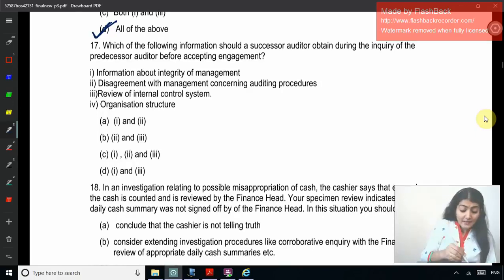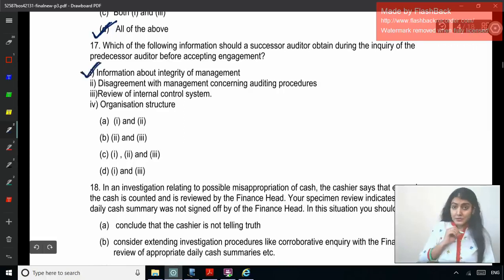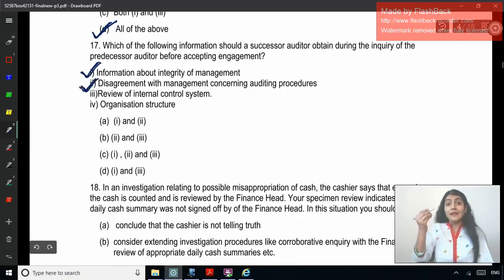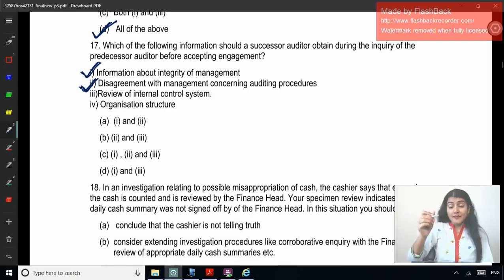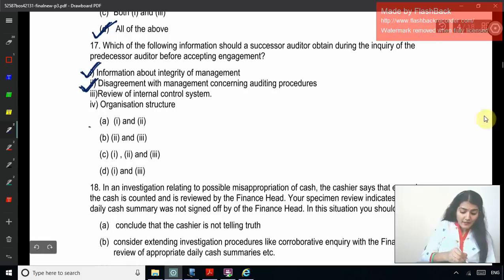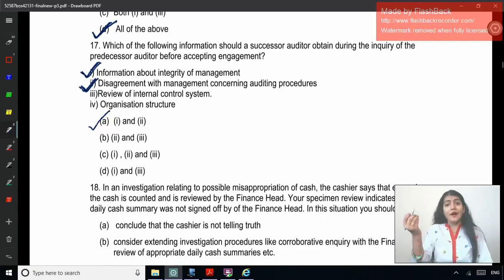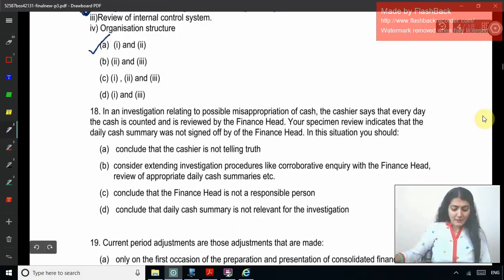But are there any concerns about the integrity of the management? Did they impose any limitation on the scope of your work? Was there any disagreement regarding the auditing procedures? Right, for these matters you have to make inquiry with the outgoing auditor, the predecessor auditor. So 1 and 2, there is no internal control system or organization structure to ask the outgoing auditor. When you come for audit, you check it on your own. Okay, right. Yes, question number 18.